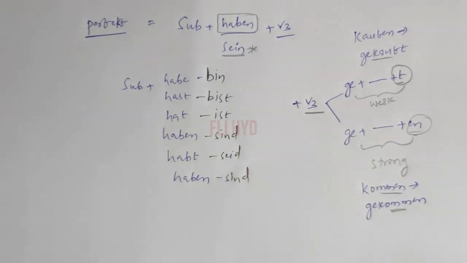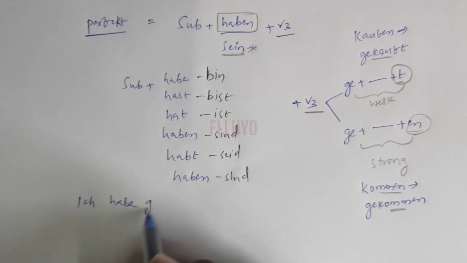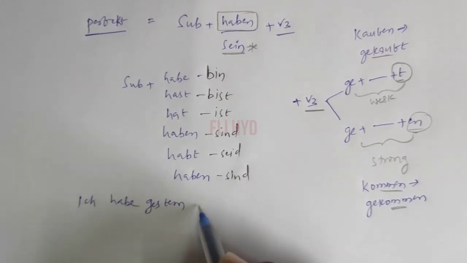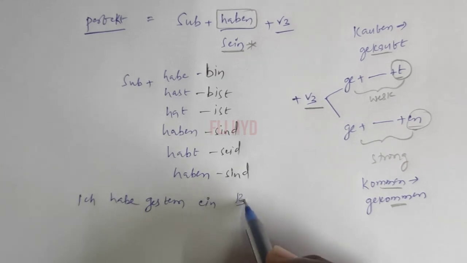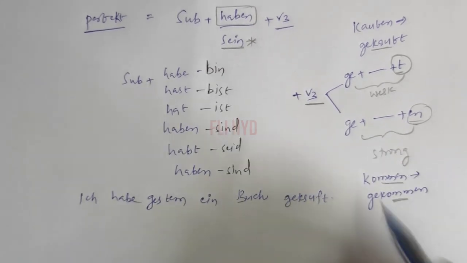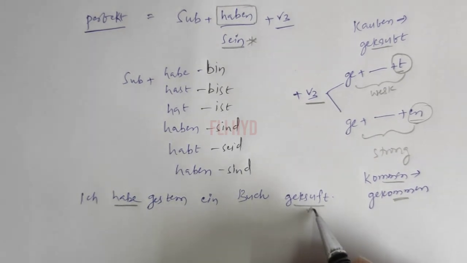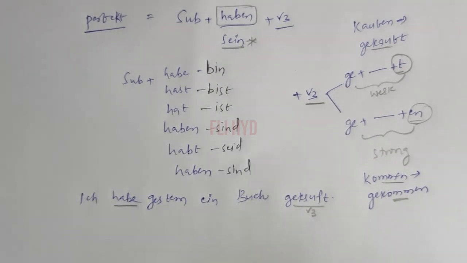Clear? And we already know that whenever we use the Perfekt, haben oder sein comes in the second place and the V3 has to go at the end of the sentence. For example, ich habe gestern ein Buch gekauft. So haben plus V3: haben comes in the second place and V3 goes at the end of the sentence. Clear?